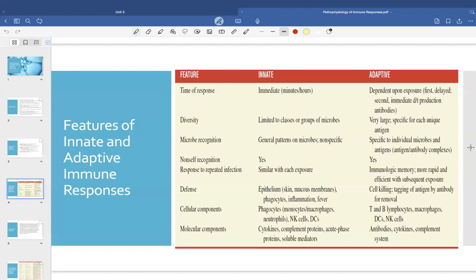As far as the molecular component, your innate has various cytokines, which we'll talk about in more detail, and complement proteins, which we'll also talk about in more detail. There are acute phase proteins, which we've talked about, and we also have soluble mediators. We'll talk about those as well. As far as the adaptive, antibodies are the big thing. However, there are also cytokines, and it also activates the complement system. So you can see some of the differences and some of the similarities here.